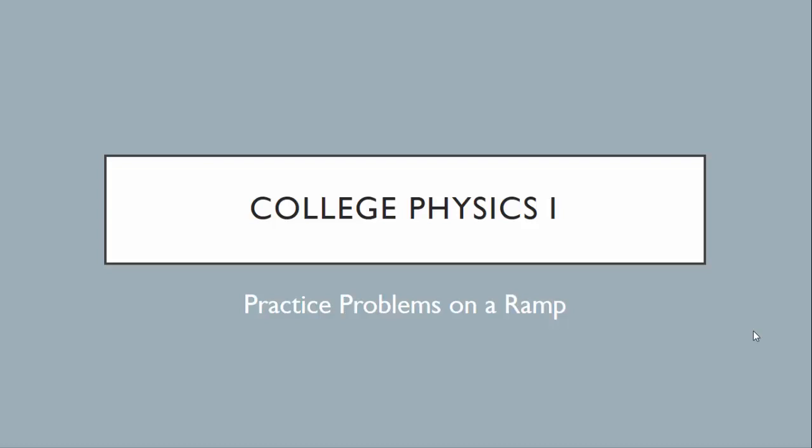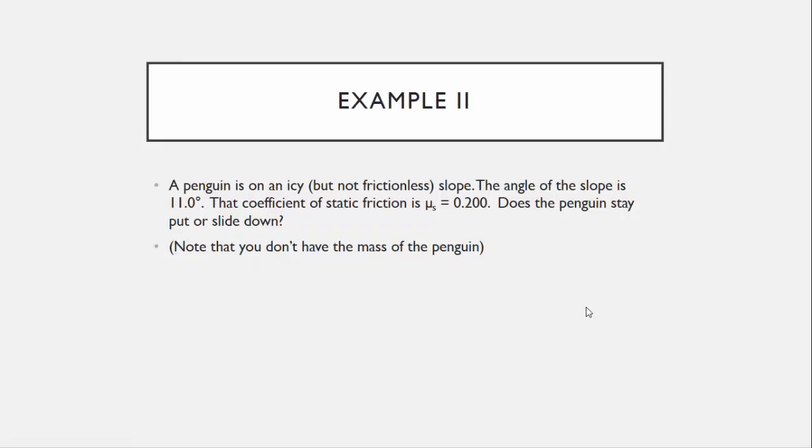So let's try to do some of these problems on a ramp. Let's say we have that penguin on an icy slope, but it's not frictionless. The angle of the slope is 11 degrees, and the coefficient of static friction is 0.2. Does the penguin stay stuck on the slope, or is this penguin going to slide? We don't have the mass of the penguin, but we're not going to need it.